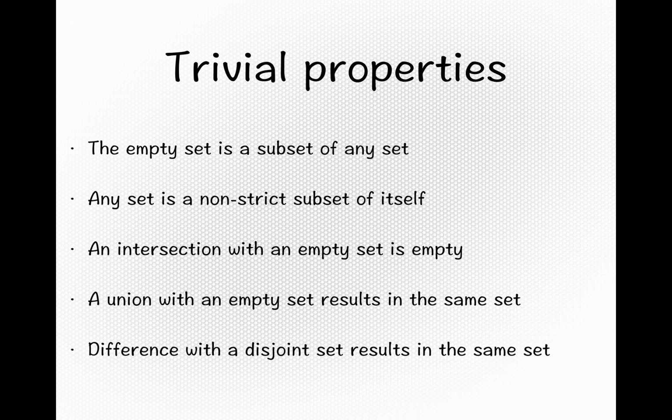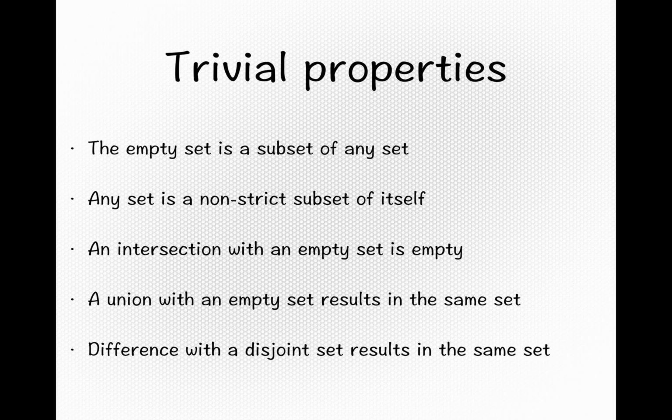Then we have an intersection with an empty set, which is empty, because when you intersect, you have to check that the resulting elements occur both in your set and in an empty set, but nothing occurs in the empty set, so of course the intersection is empty. A union results in the same set, so a union with an empty set doesn't change the set.